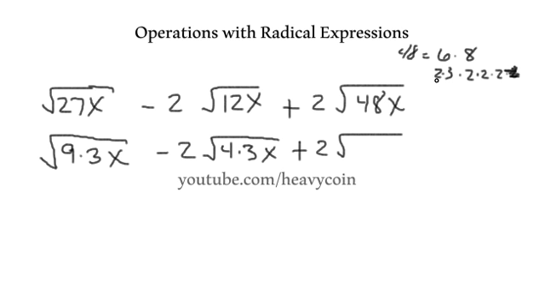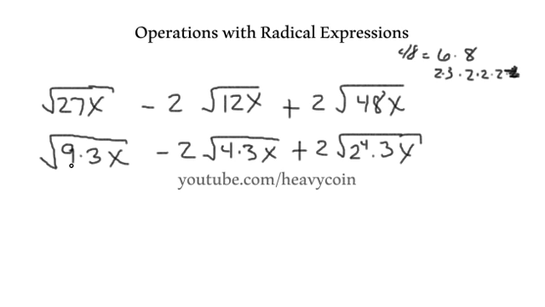Okay, so we know we have 1, 2, 3, 4 2's. We've got 4 2's and 1 3. So I'm going to write 2 to the 4th here, and then a 3, and then of course we don't want to forget our x.